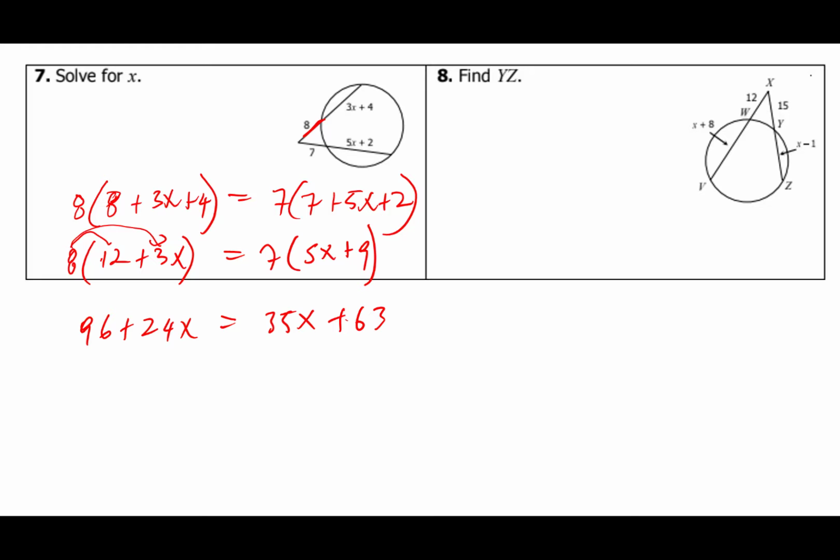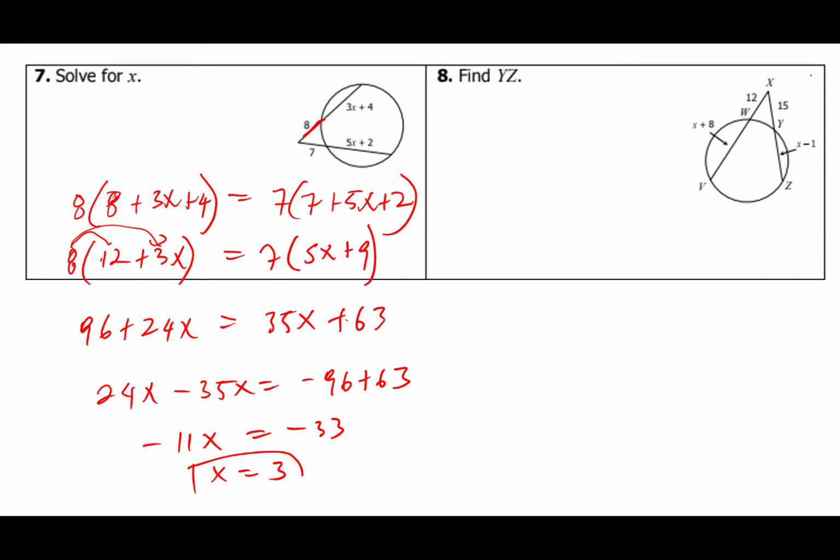So that's going to be pulling the like terms together. We're going to have 24x minus 35x equal to minus 96 plus 63. So that will give me negative 11x equal to negative 33. X then is going to be equal to 3 for that one. Pretty straightforward for that one. Let's keep it going. See if we can do the other real quick.